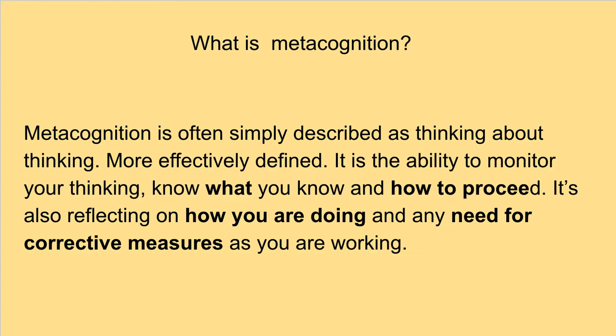What is metacognition? Metacognition is often simply described as thinking about thinking. More effectively defined, it is the ability to monitor your thinking, knowing what you know and how to proceed. It's also reflecting on how you're doing and any need for corrective measures as you are working. Of the three categories of learning strategies, metacognitive strategies are most important for self-assessment. Metacognitive theory was proposed in 1979 by John Flavell, so it's quite a recent understanding of how learning works.